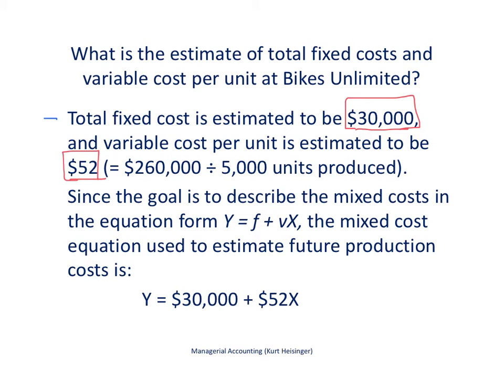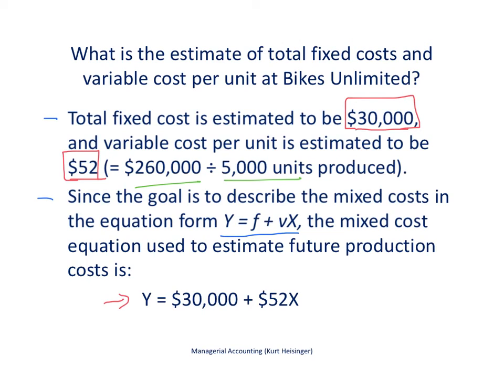That $52 was calculated by taking our total variable costs from the previous slide of $260,000 and dividing it by the number of units that we produced last month, 5,000 units. $260,000 divided by 5,000 units gives us $52 per unit. Remember, the goal is to describe the mixed cost in the equation form of y equals f plus vx so that we can plug in x, the number of units produced, to estimate our y cost in the future. This results then in the equation y equals $30,000 in total fixed costs plus $52 in variable cost per unit times x, the number of units.